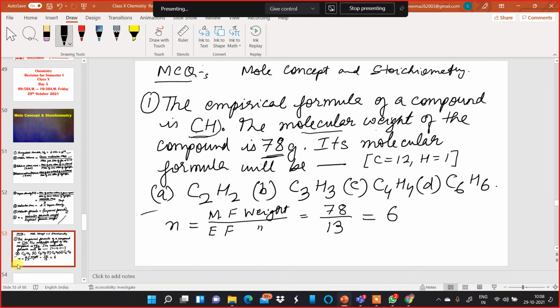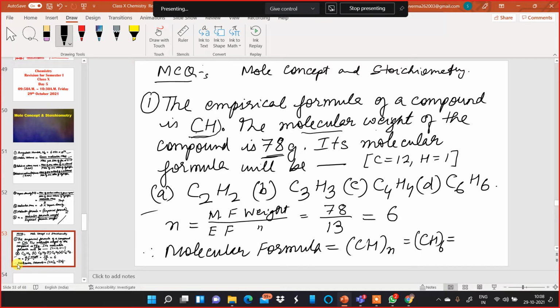Now they are telling us to get the molecular formula. So therefore, molecular formula, the empirical formula is CH. Outside n. The value of n is how much? 6. So I'll write CH outside 6 over here. After putting that 6 outside, I'll put the 6 inside now. It becomes C6H6. So what is the answer? Answer is D. Option D. Correct. It is correct.